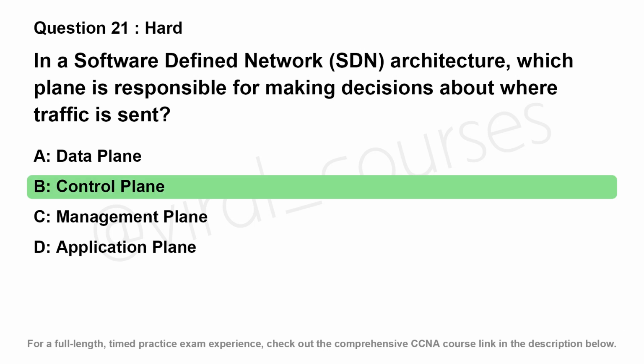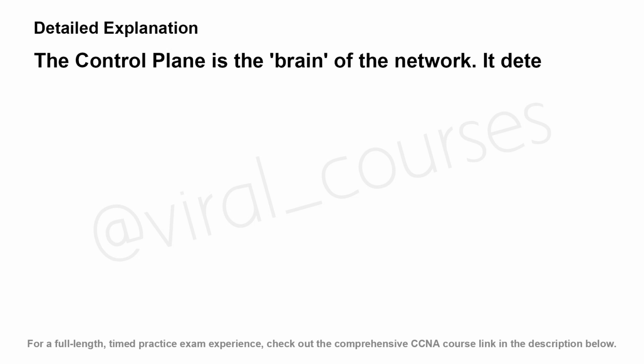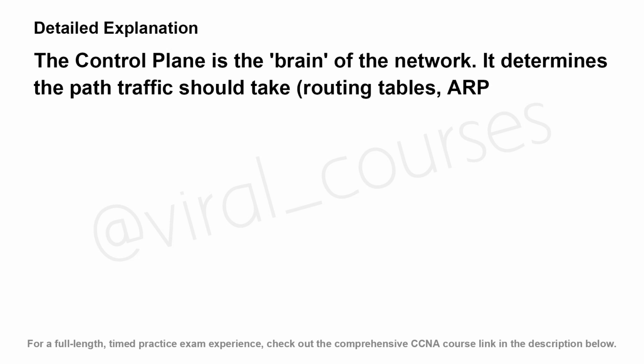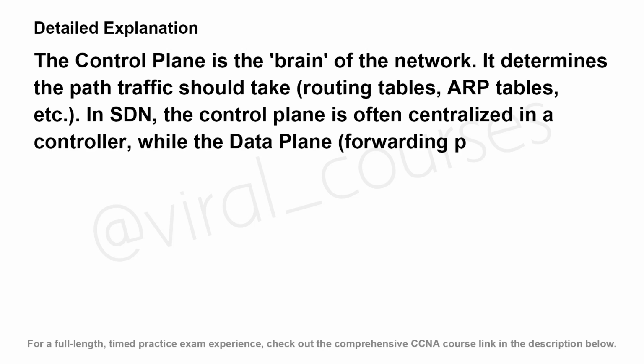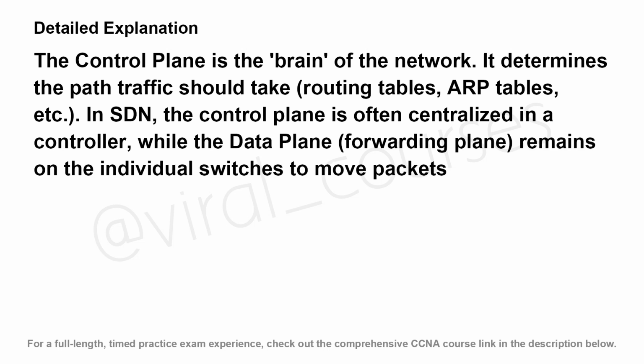The correct answer is B. The control plane is the brain of the network. It determines the path traffic should take: routing tables, ARP tables, etc. In SDN, the control plane is often centralized in a controller, while the data plane, the forwarding plane, remains on the individual switches to move packets based on those decisions.